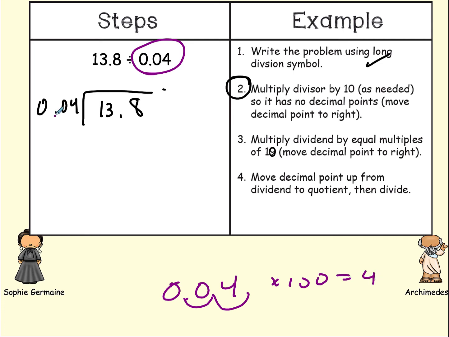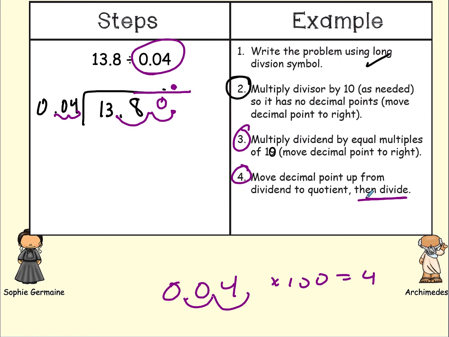Okay, so here's my problem. I'm multiplying it by 100 by just showing I moved the decimal point to the right twice. But I have to do an equivalent multiplication to the dividend. So I got to multiply the dividend by 100 also. So I'm going to multiply it by 10, which gives me 138, but I got to multiply it by 10 again to give me a multiply by 100, which means I need a 0 as a placeholder between the 8 and the decimal point. And now, remember, you move your decimal point up from the dividend to the quotient, and then we divide like we've been taught before.